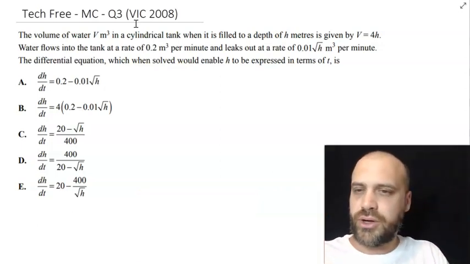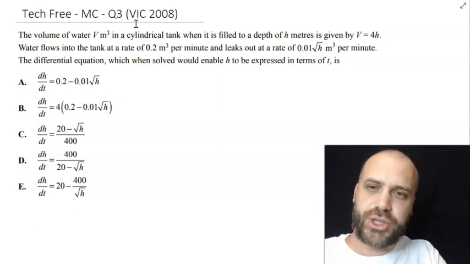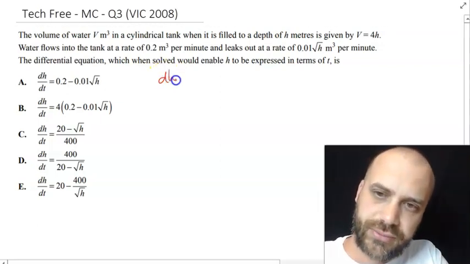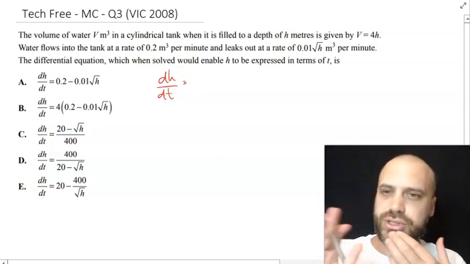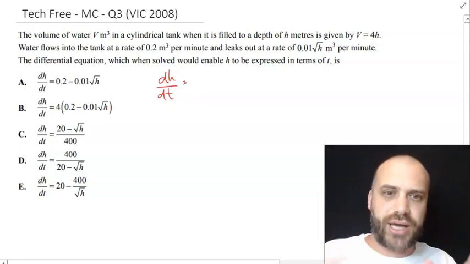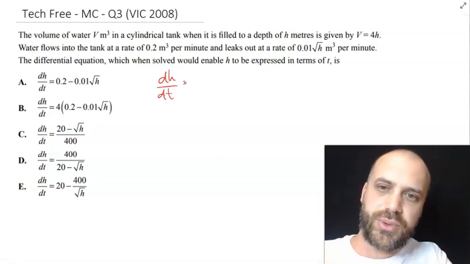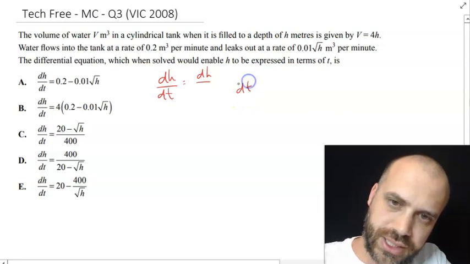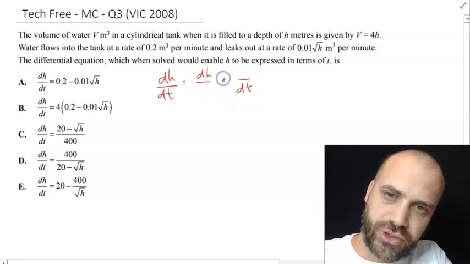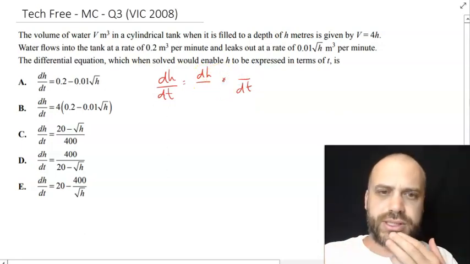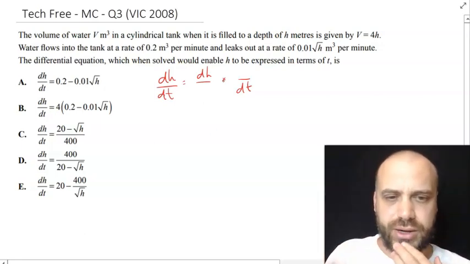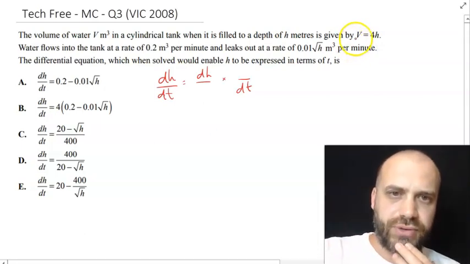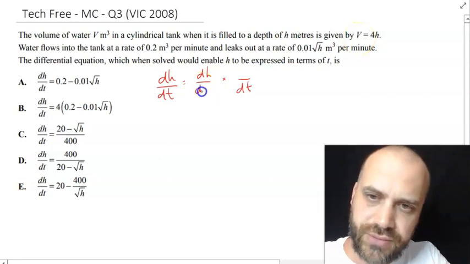Let's go. Alright, so we're trying to find an expression for dH/dt. And I barely have to read this question to know that there's some kind of related rates thing going on. So the way that I like to set this up is by writing dH/dt and then trying to find what my intermediary thing here is. And it looks like I've got a V there, so dV.